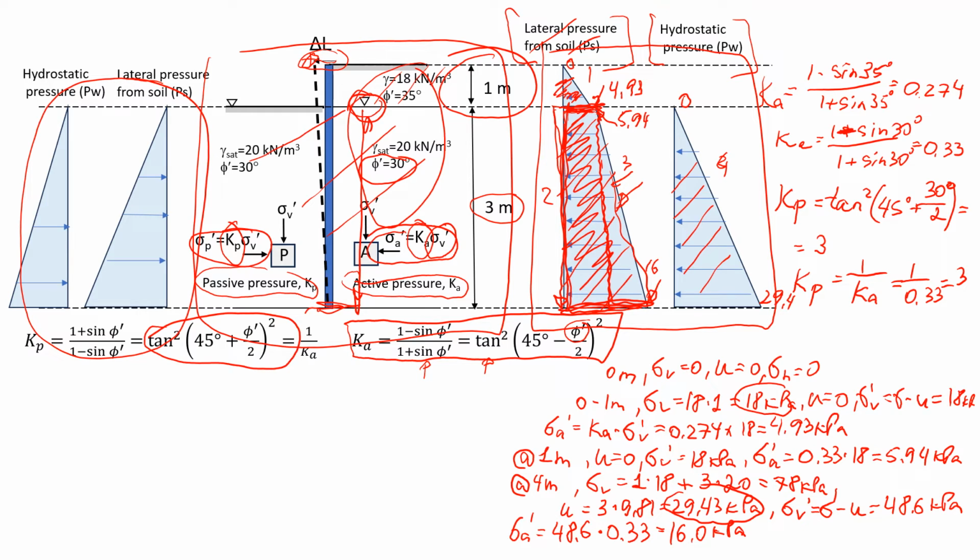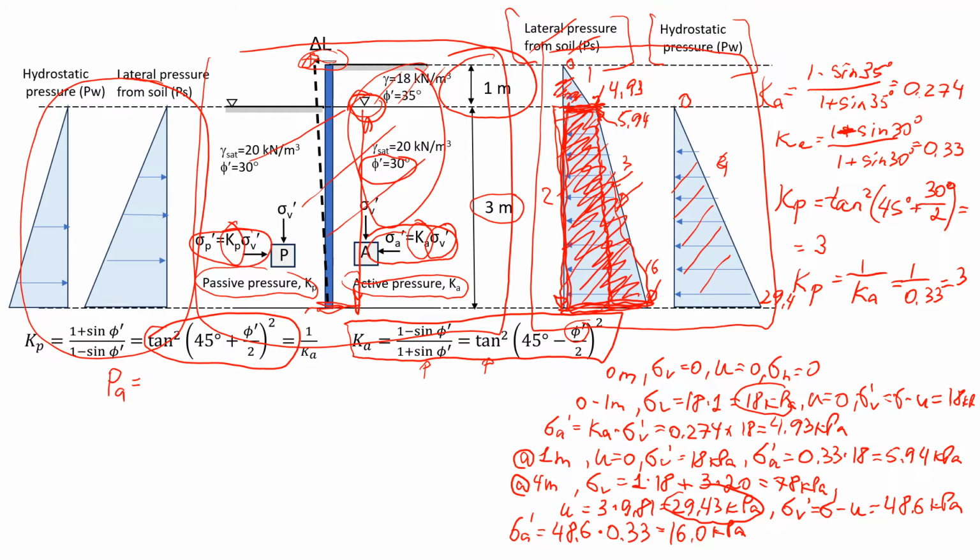So you can do it that way. The way that I'm going to do it, I'm just going to estimate the total area of this trapezoid. So I'm not going to do it separately. So I'm going to write it here, that's the total active pressure acting on the wall.